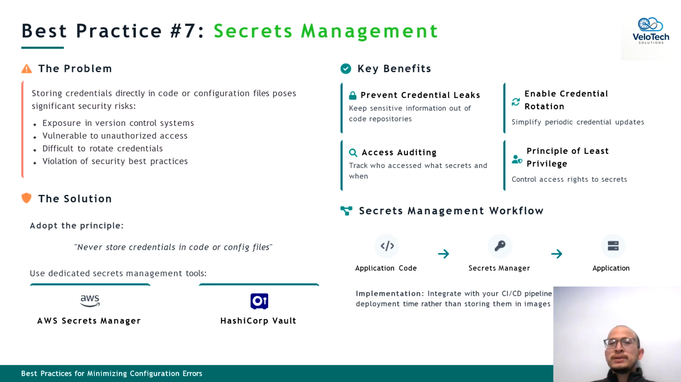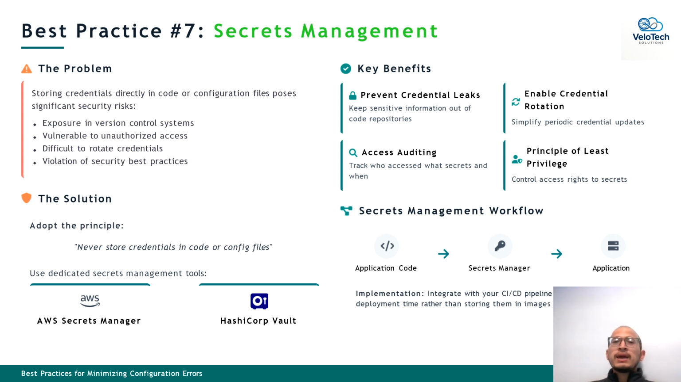DataSphere adopted a simple but absolute principle: never store credentials in code or configuration files. Not in comments, not in environment files that could get committed to Git, nowhere in your code base. Instead, they adopted dedicated secret management tools, specifically AWS Secrets Manager and HashiCorp Vault. These are purpose-built systems for storing, accessing, and managing sensitive credentials.